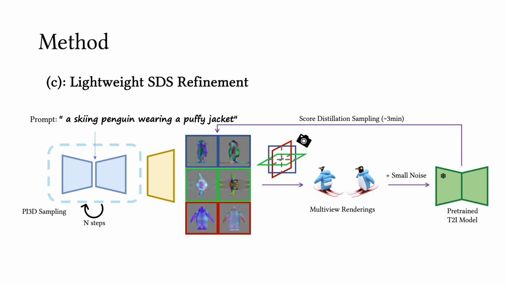Additionally, we incorporate a lightweight SDS refinement step in our method. This step further enhances the quality of our generated 3D models. Thanks to the good initialization of the sampling stage, the subsequent refinement can be done with significantly fewer steps and takes only around 3 minutes to produce satisfying results.